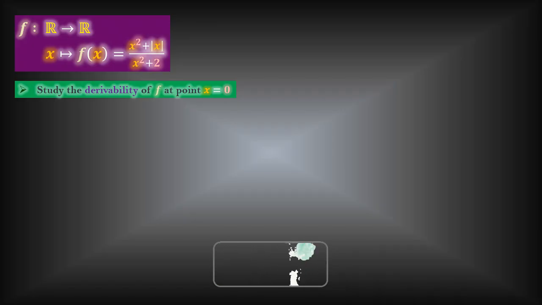Can a function be continuous at a point but still fail to be differentiable there? In this video, we study the function f of x equals x to the power of 2 plus the absolute value of x, divided by x to the power of 2 plus 2, and determine whether it is differentiable at 0. Because the function contains the absolute value of x, its expression changes near 0.